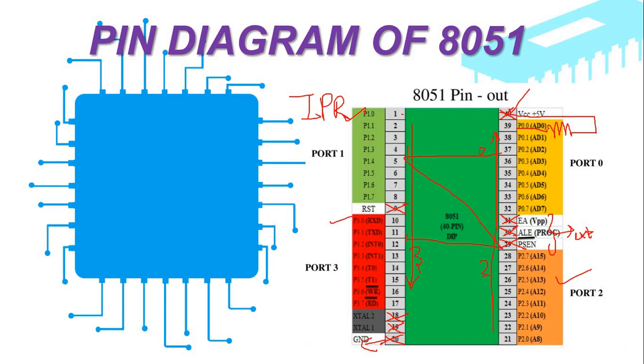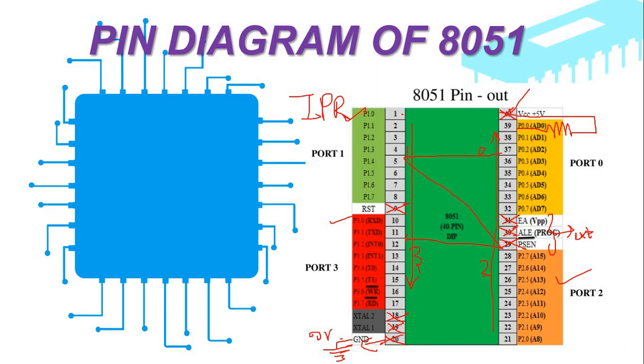If I want to pull down the voltage, I can connect one end to a port pin and the other end to the ground pin. What is this ground pin? It produces 0 volt, that is, a ground potential pin. So it will produce 0 volt.